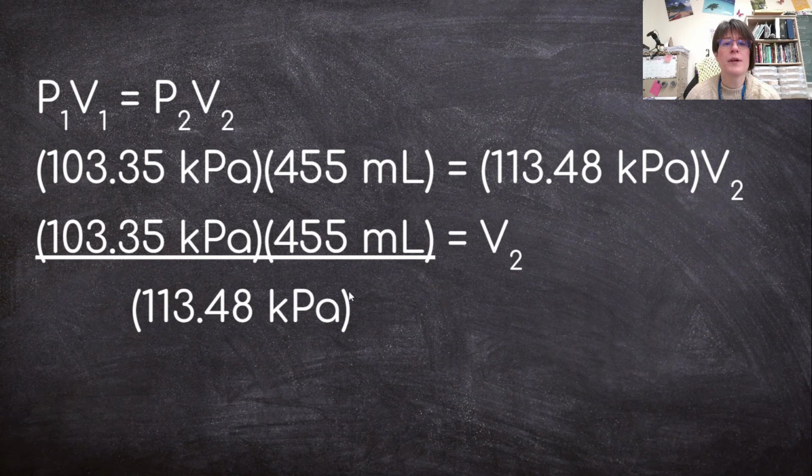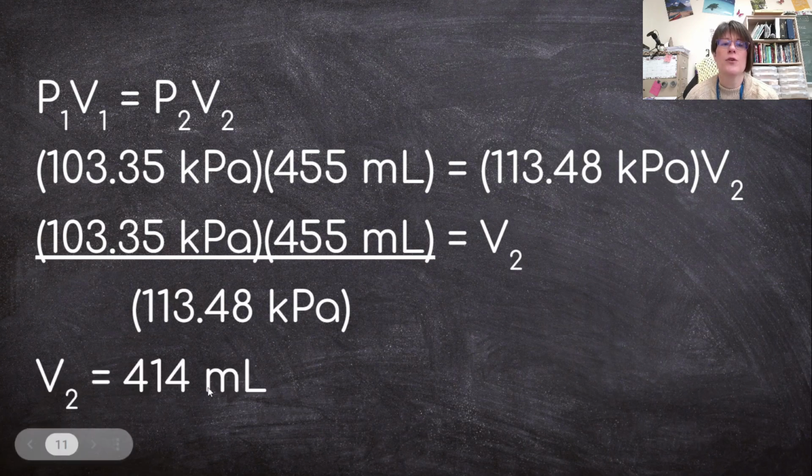So when I rearrange, I get this. Now notice kilopascals cancels out, leaving me with milliliters. So I have volume as an answer. So that's also a check to see if I've done it correctly. Do I have the correct units when I cancel everything out? And so the correct answer for volume is 414 milliliters, and my prediction was correct. The volume went down.